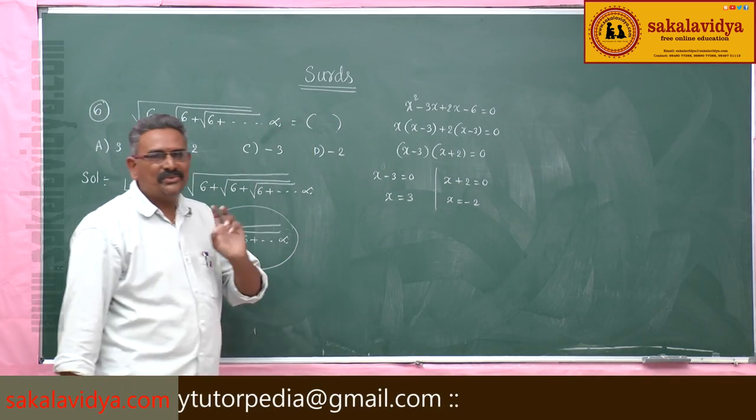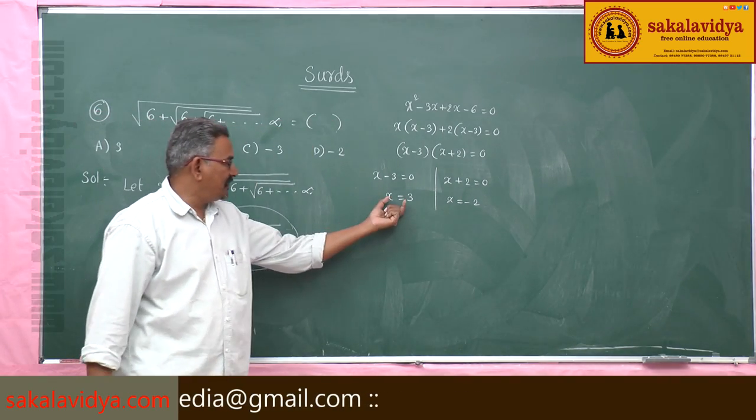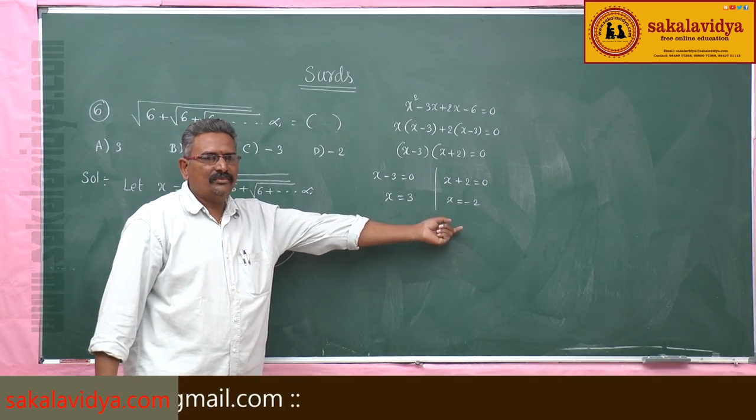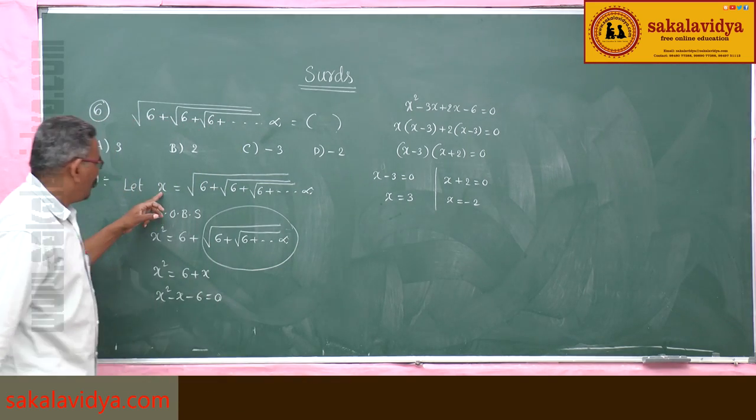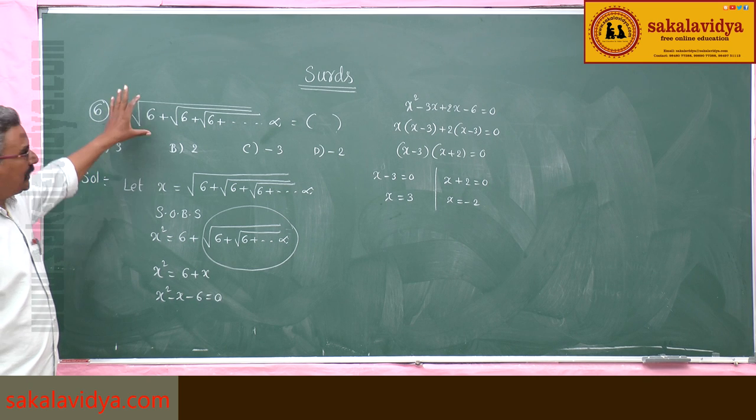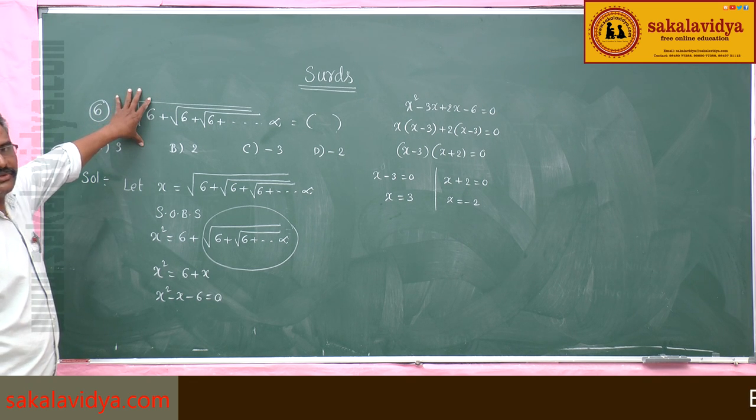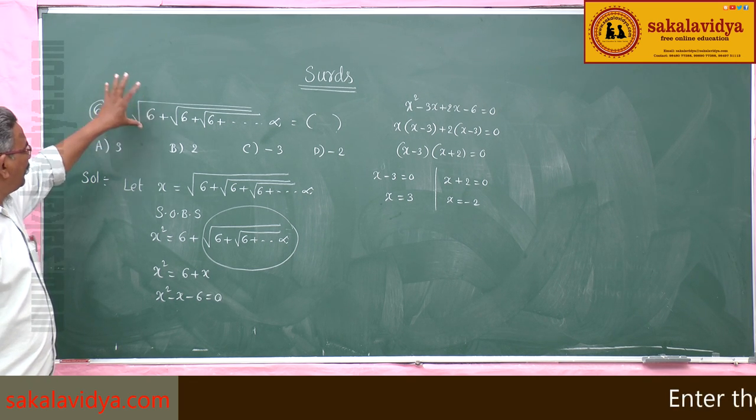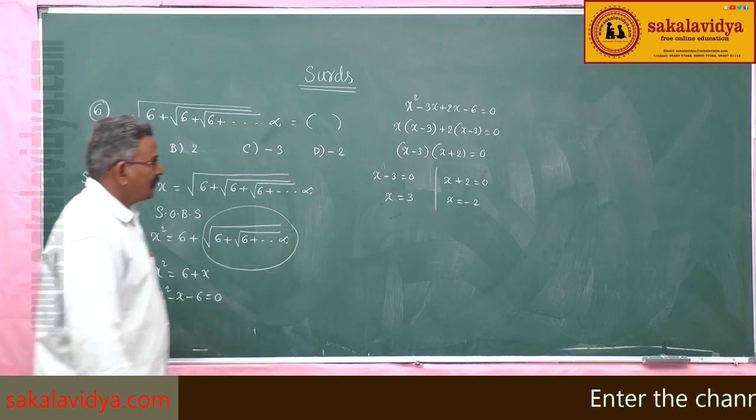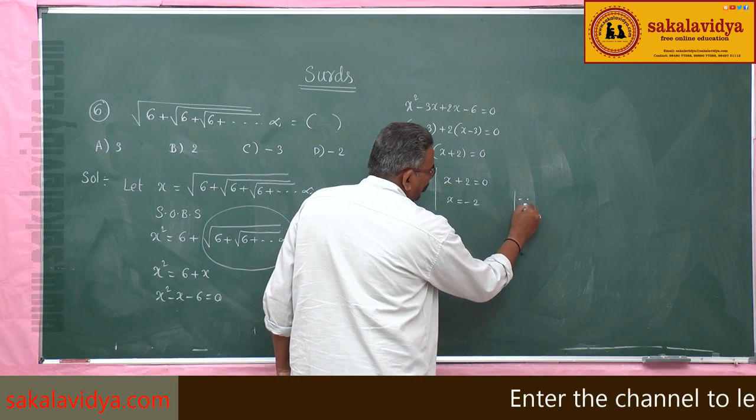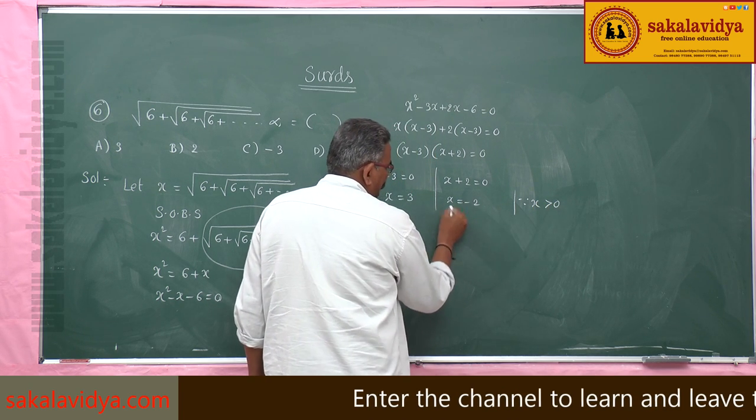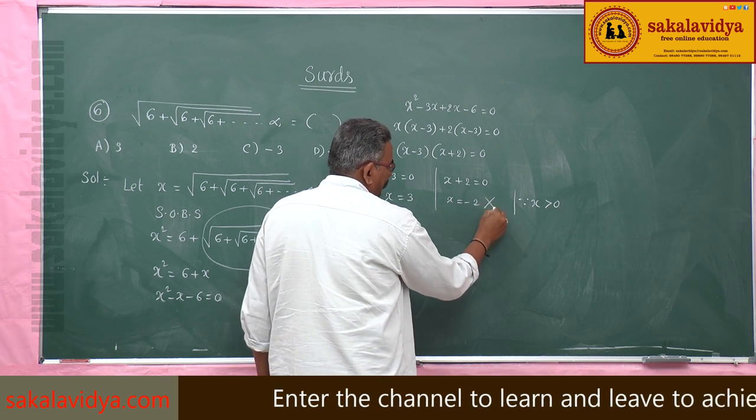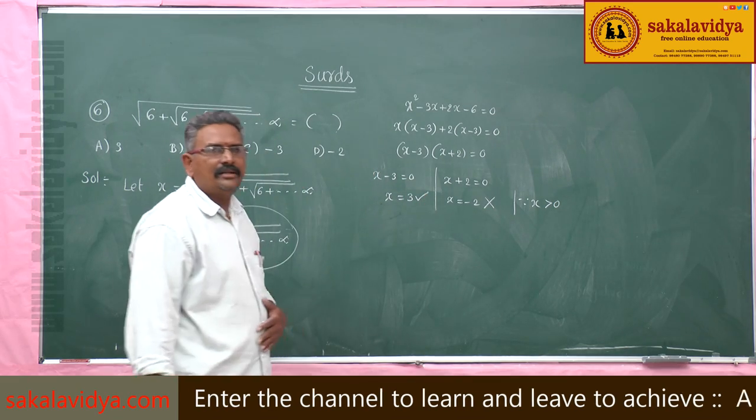Here we get two choices, x is equal to 3, x is equal to minus 2. Which option has to be selected here? If you observe the given problem, it is nothing but a positive square root. That means this answer must be positive. Since x is positive, that means x is greater than 0, this x is equal to minus 2 should be neglected. x is equal to 3 is the option.